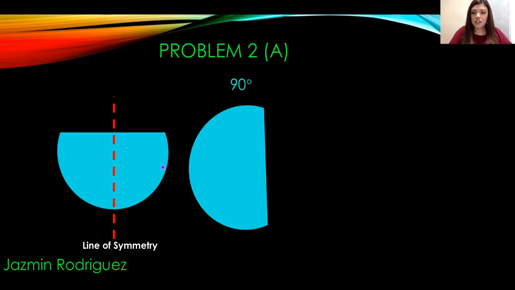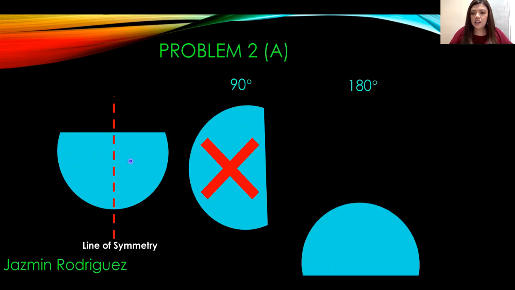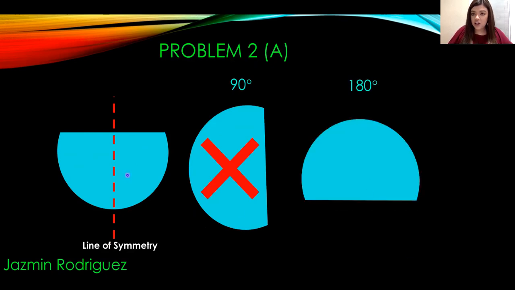And that's how it looks. Now, does this look like our original image? It does not. Now let's go ahead and rotate it another 90 degrees for a total of 180 degrees. Does that look like our original image? I don't think so. So therefore, this image has one line of symmetry, but no rotational symmetry.